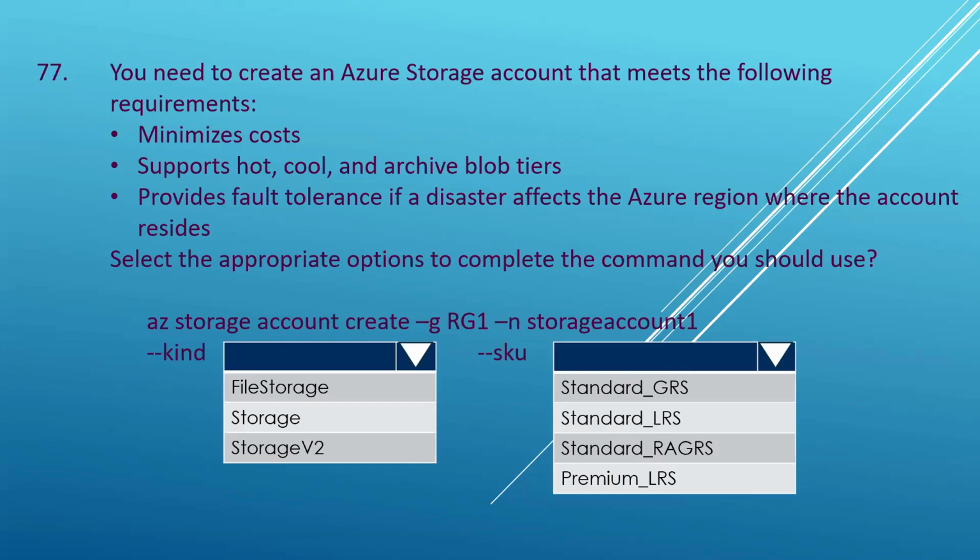Now you need to choose which kind of storage you will create and which is the SKU you will use. Out of the options provided in the question, it's only the StorageV2 kind that supports hot, cool, and archive blob tiers, making it the correct choice here. Now, the other requirement here is fault tolerance if a disaster affects the Azure region where the account resides. So the right SKU that needs to be chosen here will be Standard_GRS.